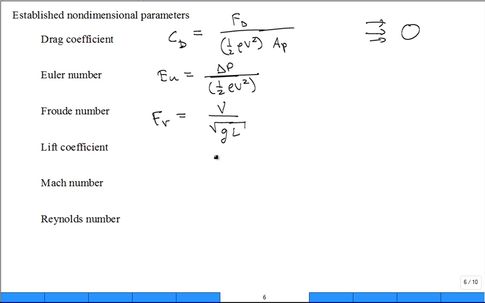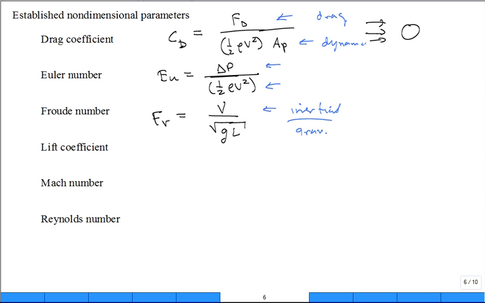So sometimes you can understand or interpret this. This is drag force divided by the dynamic force. Okay, this is a pressure loss divided by the velocity pressure, dynamic pressure. Here, it's not quite so easy to see, but it's a ratio of inertial to gravitational forces.